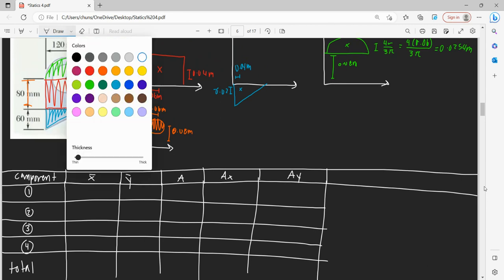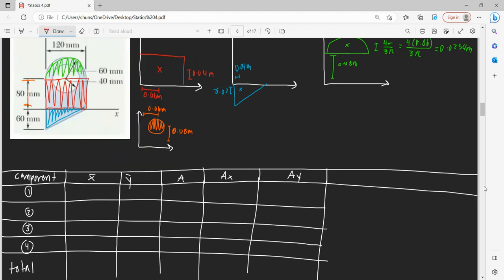So let's start with our rectangle. Our rectangle has 0.06 for our x and 0.04 for our y. And then if we multiplied and found our area, this is 0.120 times our height, 0.08, and this is 0.0096.